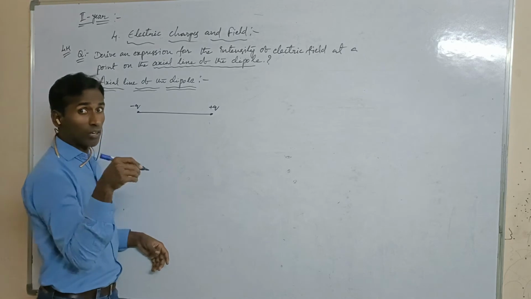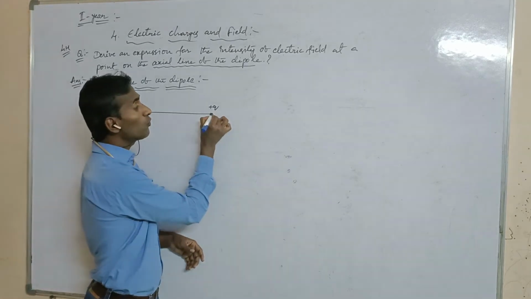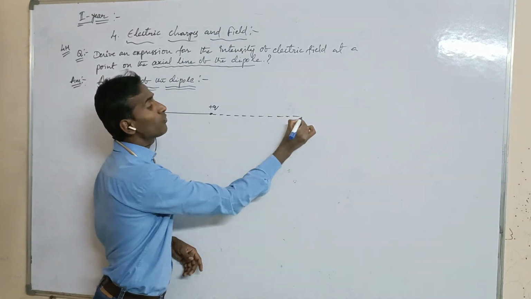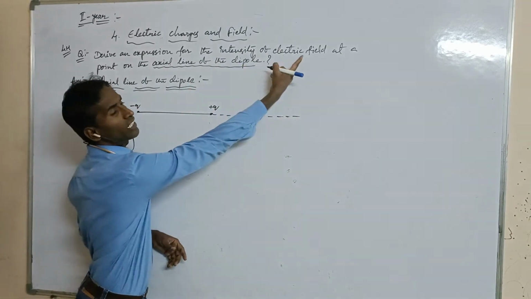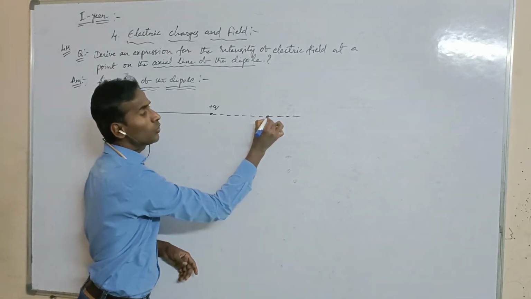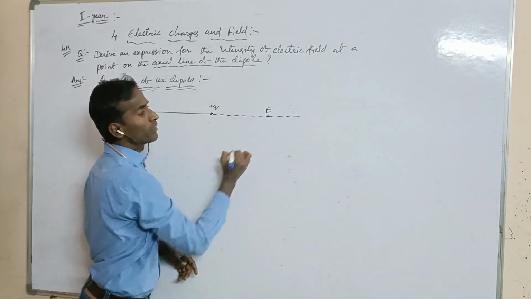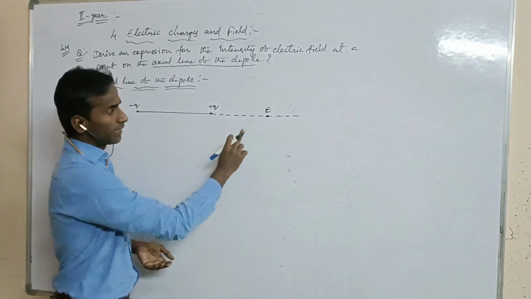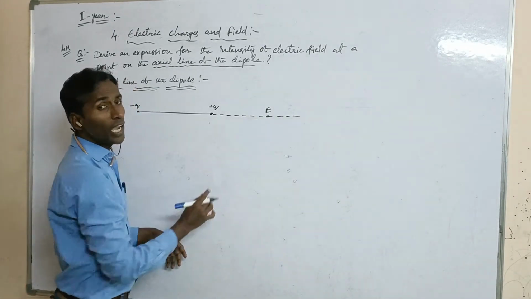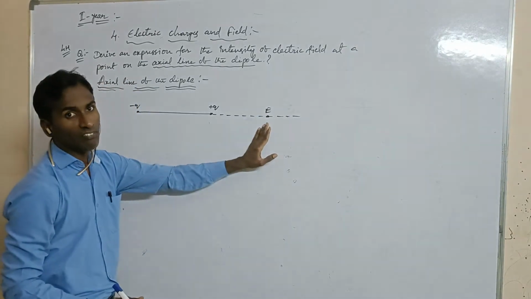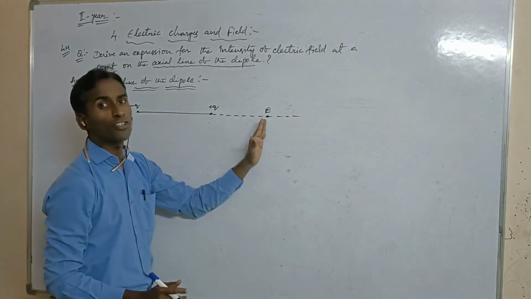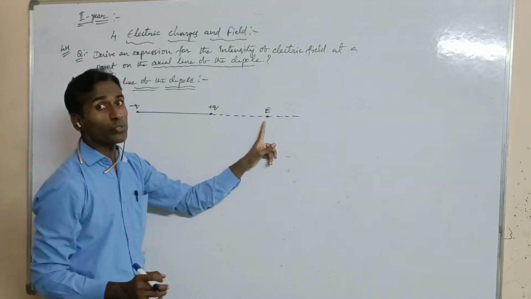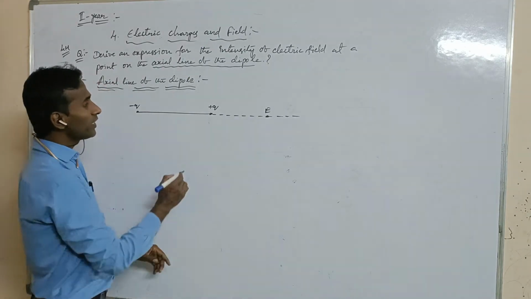So what do we have to find here? We have to find the intensity of electric field at a point. So we take the point here. We have to find the intensity of electric field. So imagine one positive test charge is here.